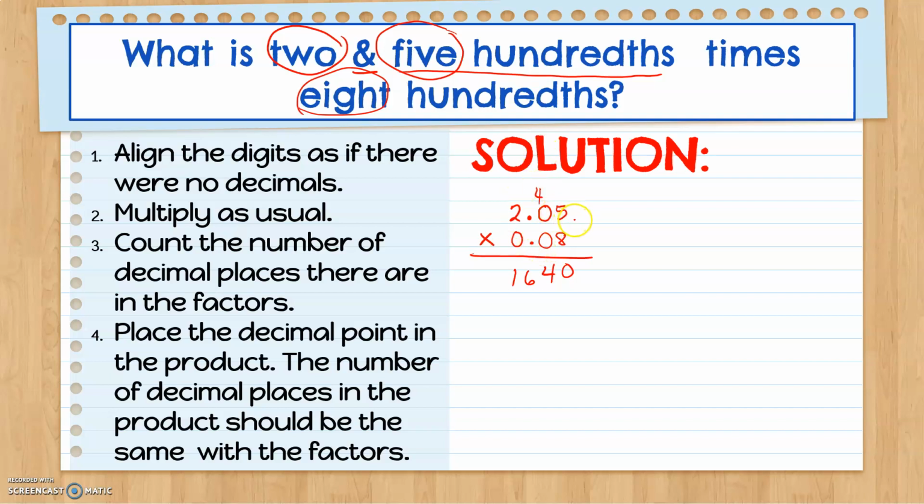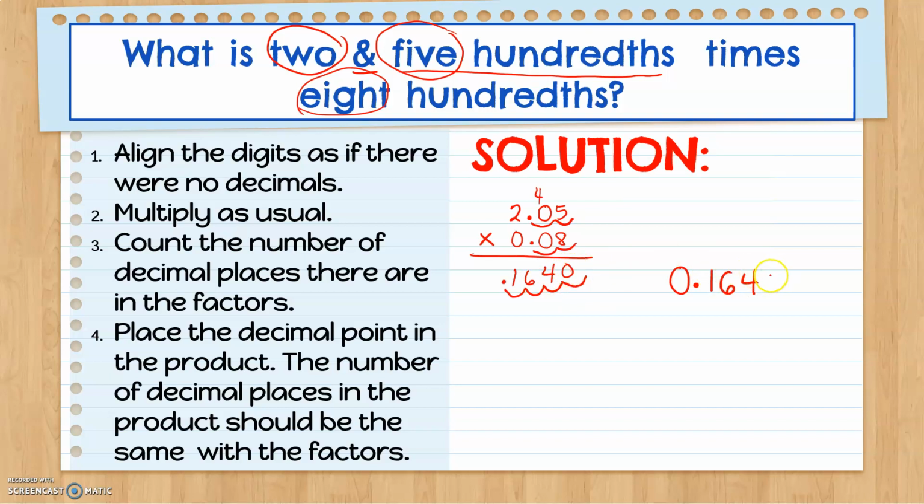Then let's count the number of decimal places. Okay, 1, 2, 1, 2. So all in all, we have 4 decimal places. So in our final answer, we should also have 4 decimal places. Okay, so that will be here. Since we do not have a whole number, we should put 0 before the decimal point. Then we include 1, 6, and 4.